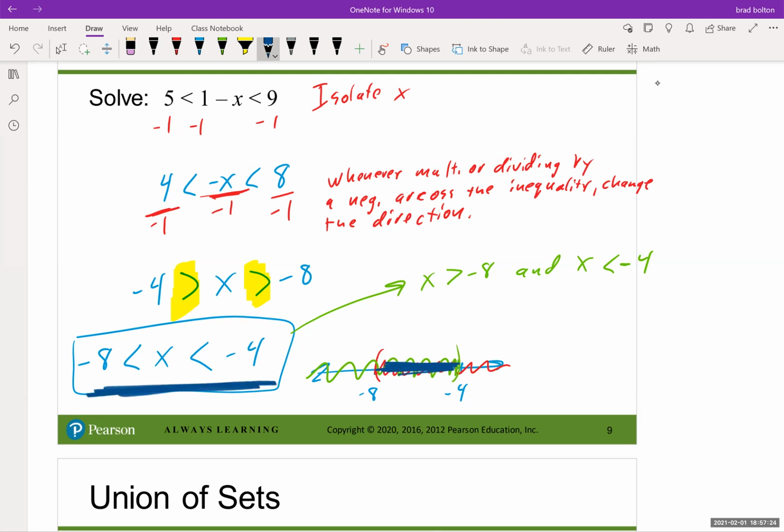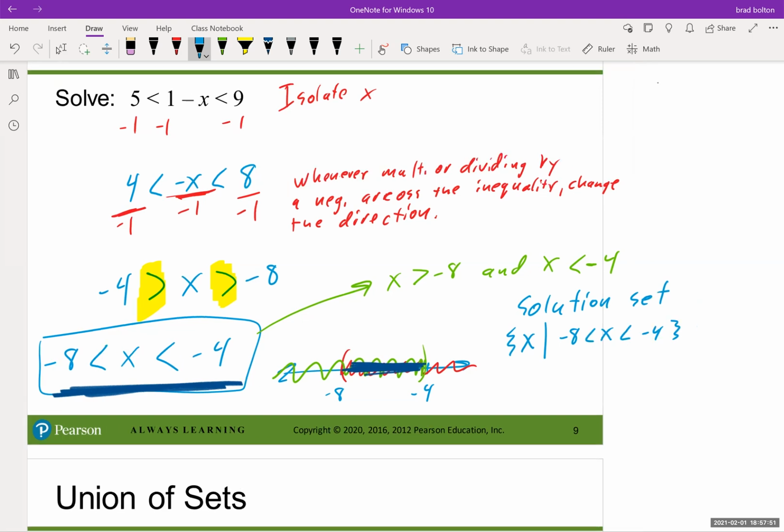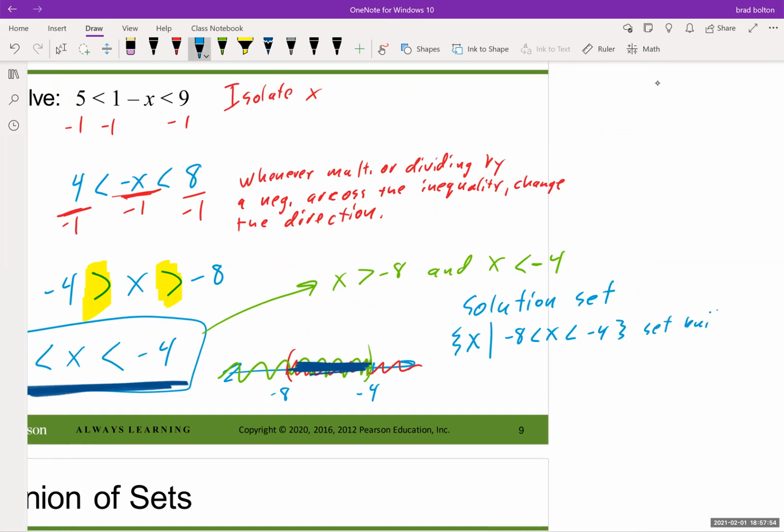That's the good thing about this compound inequality in this form: it already tells you the two bookends, where to shade. So it's kind of convenient. So in this case, my solution set is, if I want to do set builder, I say x such that -8 is less than x is less than -4. Okay, so this would be, once again, set builder. Now, if we want to do interval, I can just say -8 to -4. And this is interval notation.